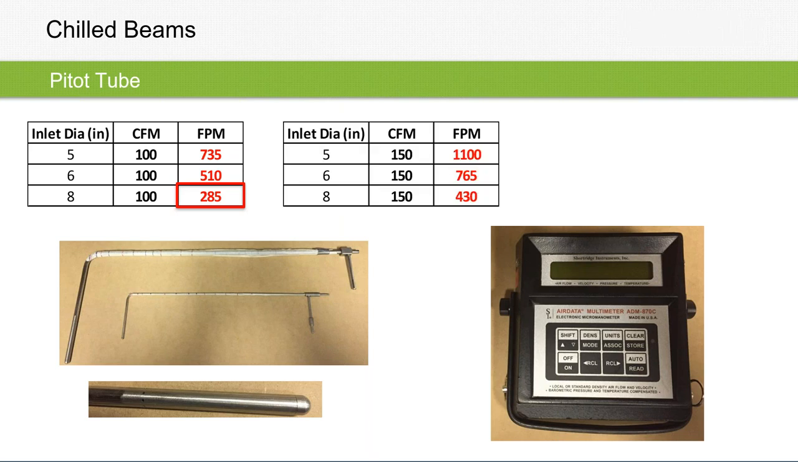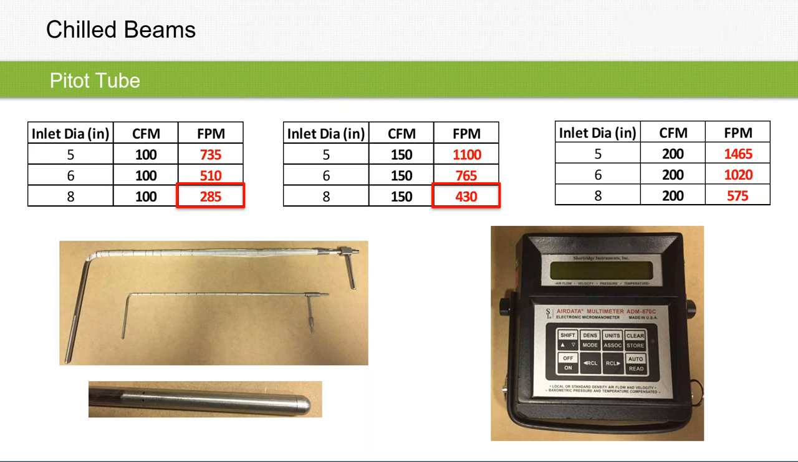Another example, now going up to 150 CFM, we're still good on both the 5 and the 6-inch inlet. We're getting close in the 8-inch, but we're still not there. You really have to go up to 200 CFM at that 8-inch inlet to get to the feet per minute you want. And here at the 5-inch inlet, you're probably a little too high, so you may have some noise issues with that scenario, and you would need to go higher. So there's a balance between getting the right velocity to be accurate and balancing the noise that would generate.